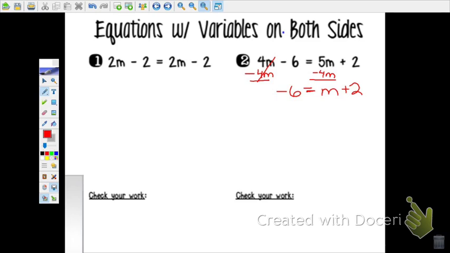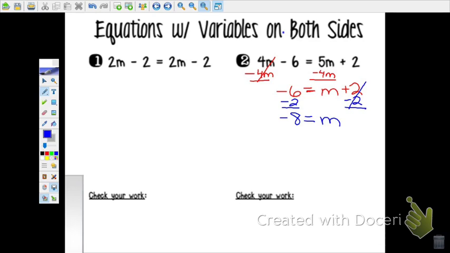Now that I eliminated that variable term, I've got an equation that I've worked with before. I want the m by itself, so I need to get rid of the 2. So I subtract 2 on both sides. Negative 6 minus 2 is how much? Negative 8, drop down my m, the other part is gone. So I come up with an answer of m equals negative 8.